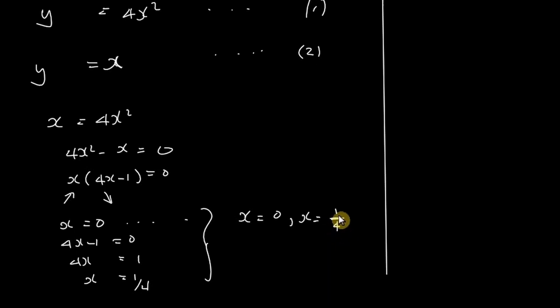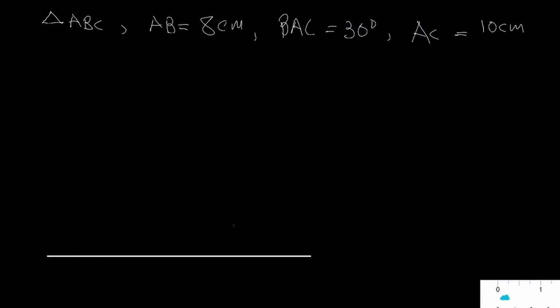So the two values of x that satisfy both equations are x equals 0 and x equals 1 over 4. Okay, so for question number 3a, it's a construction question. We need to construct a triangle ABC such that AB is equal to 8 centimeters, angle BAC is 30 degrees, and AC is equal to 10 centimeters. As usual, let us make a simple sketch so that we can see where we are going.